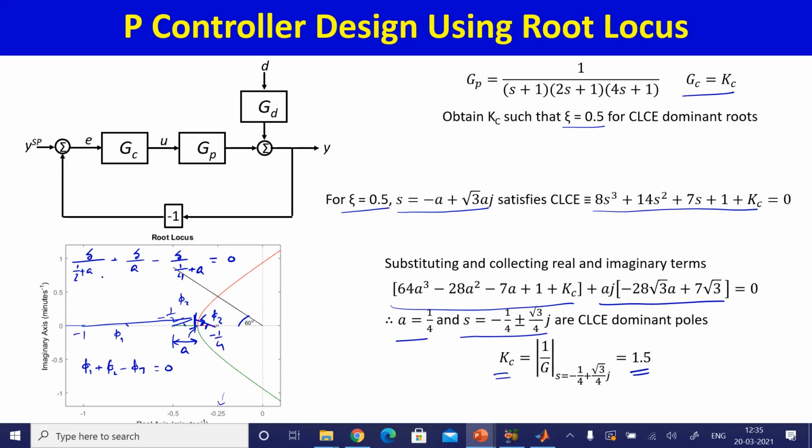So then we get a nonlinear equation in a, which is 1 over half plus a, plus 1 over a, minus 1 over 1 by 4 a, should be equal to 0. Solve this for a, and you can use, for example, fzero to solve this for a.